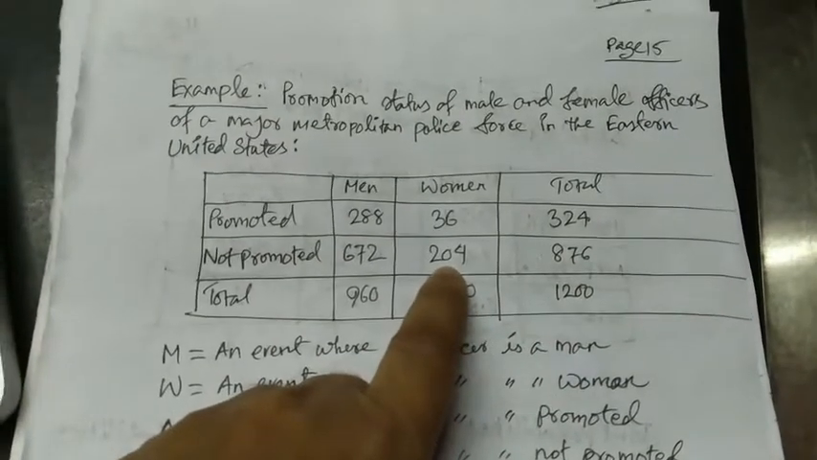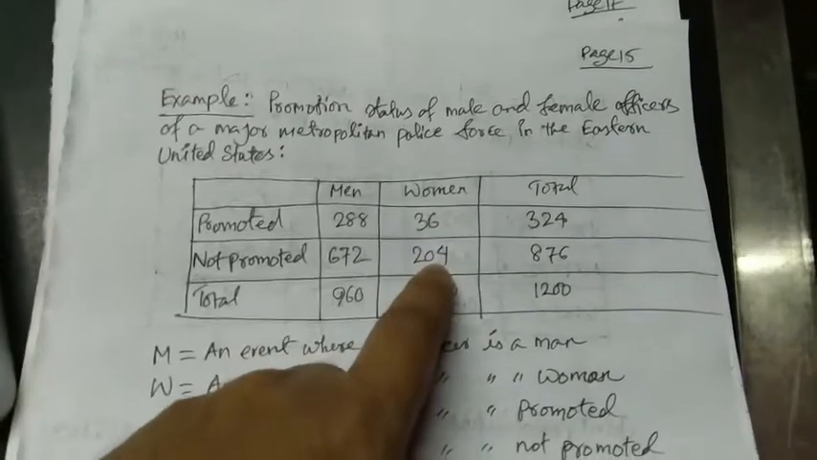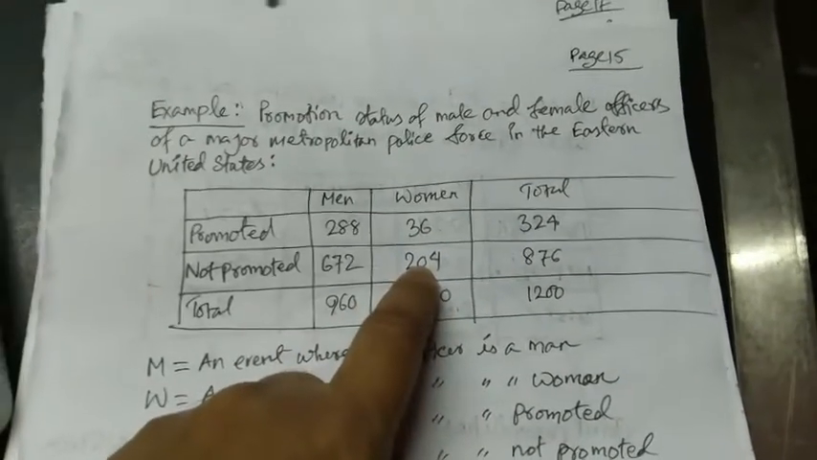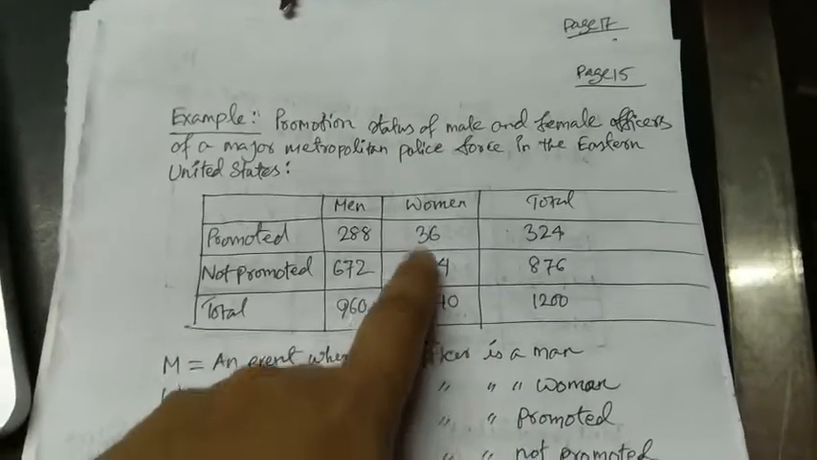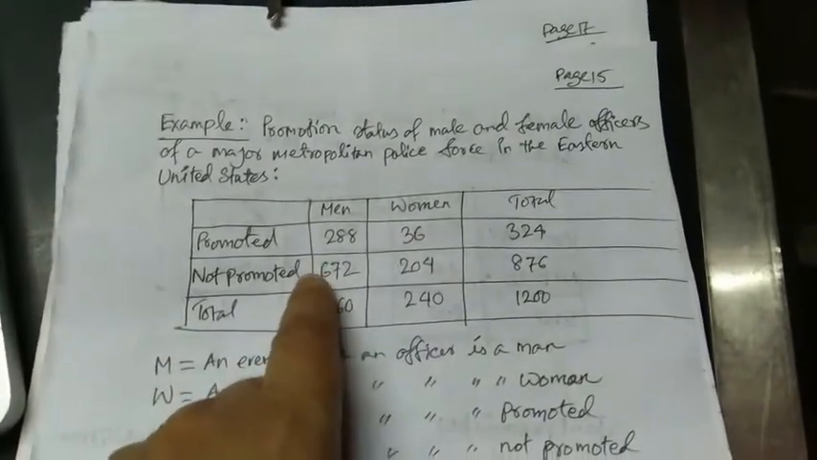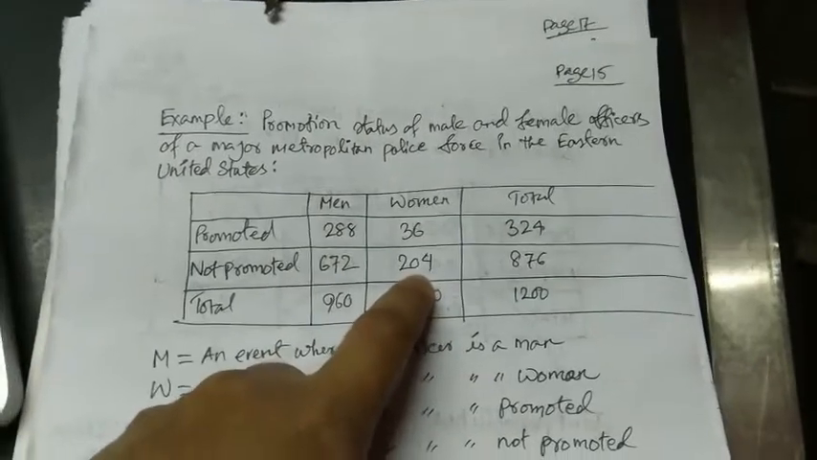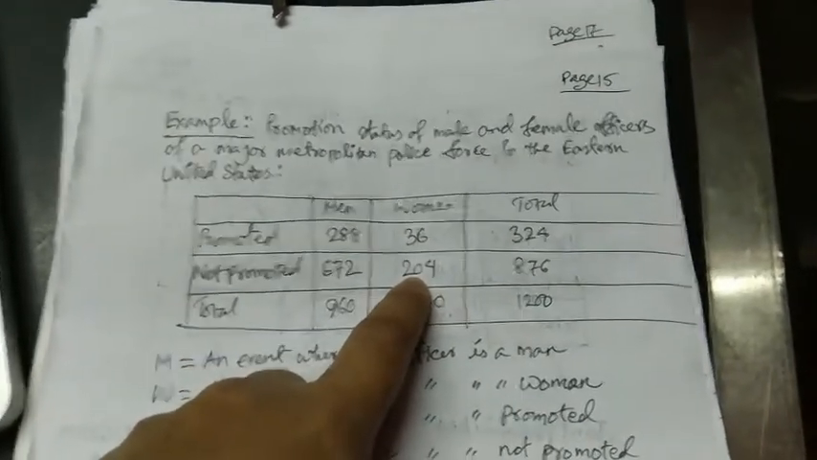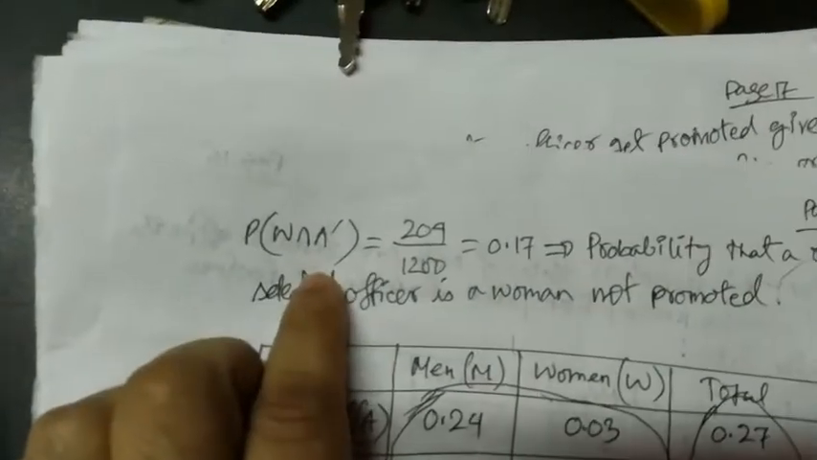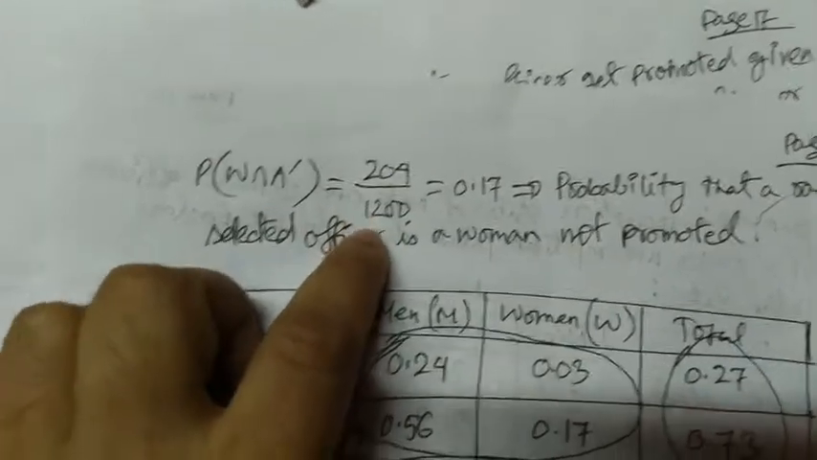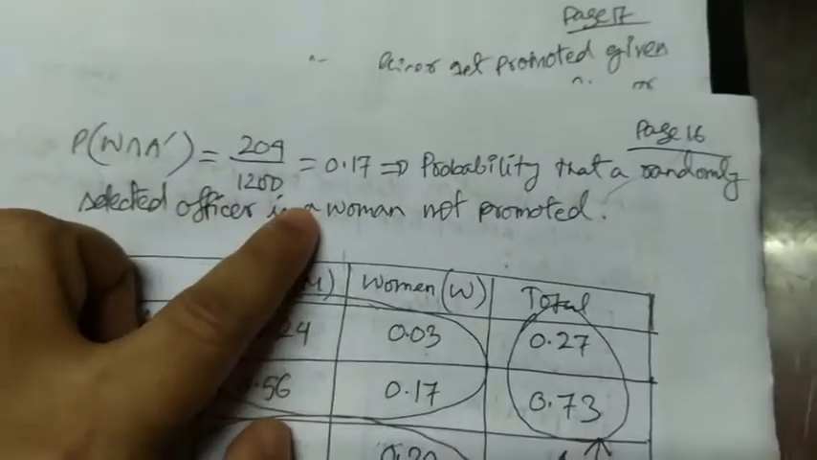This one is the number of women who were not promoted. So that means 204 women were not promoted. Woman means W, not promoted means A prime. So this is W intersection A prime, which is 204. So the probability of W intersection A prime is 204 divided by 1200.